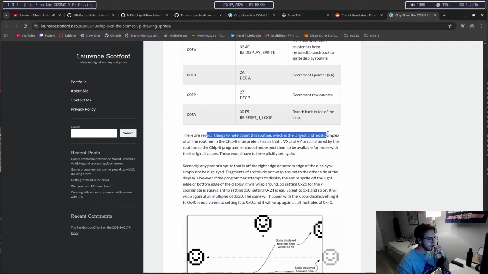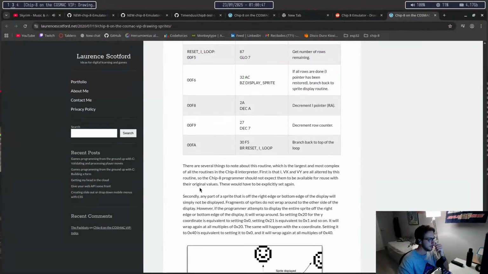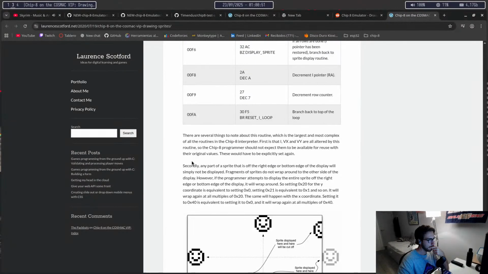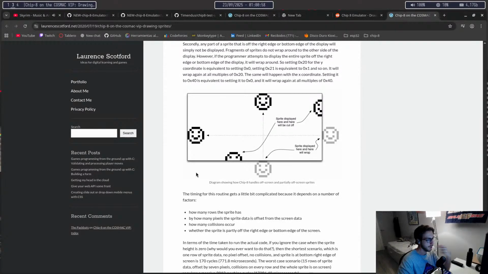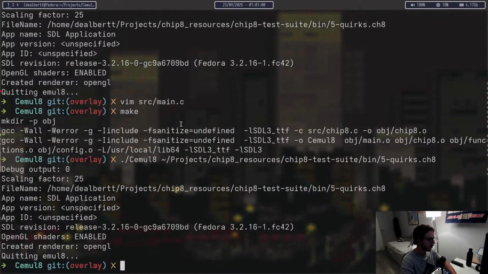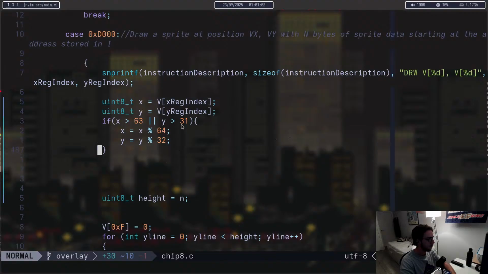Okay, so which is the largest, most complex of all routines in the GPU interpreter? First is that I, BX, and BY are all either this routine that is off the right edge or bottom edge of the display will simply not be displayed. I guess you also have to take into account if they are less than this, right?